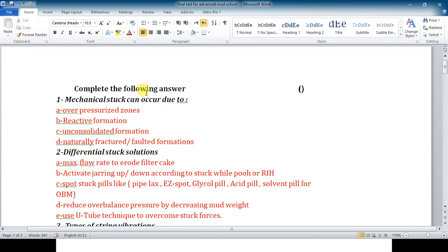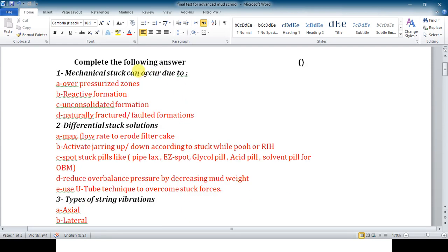Number one, complete the following answer. Mechanical stuck can occur due to: number A, over pressurized zones, like for example the shale, the salt, or what is known as the mobile formations. Number two, reactive formations. Number three, unconsolidated formations. Number four, naturally fractured and faulted formations.